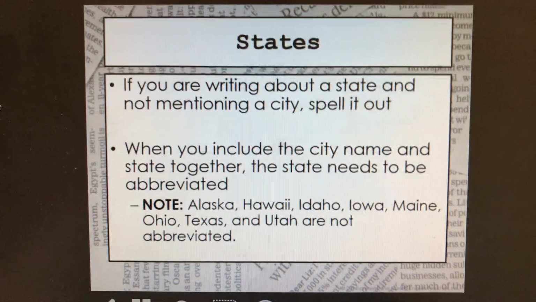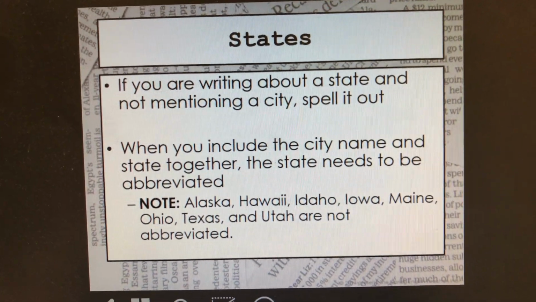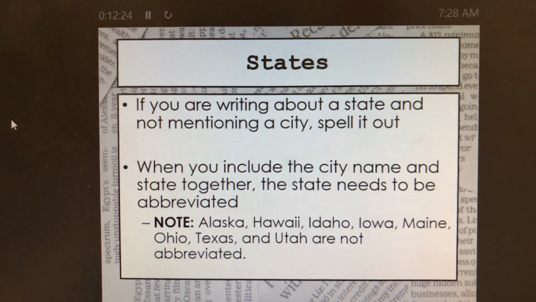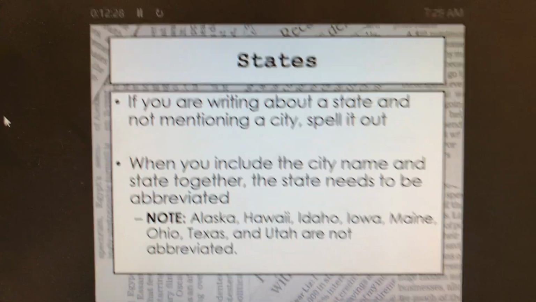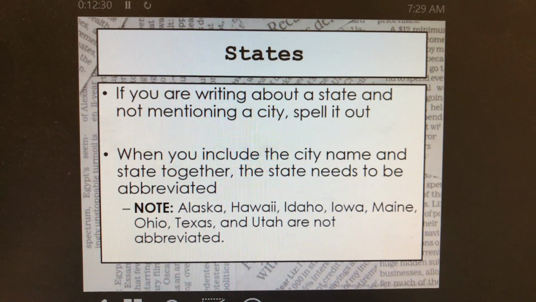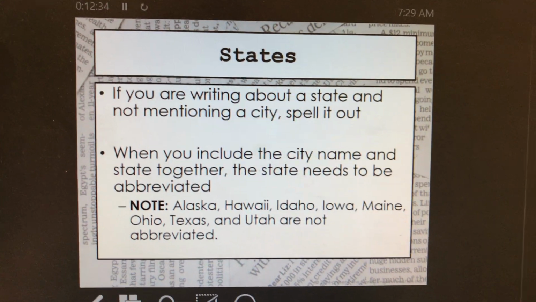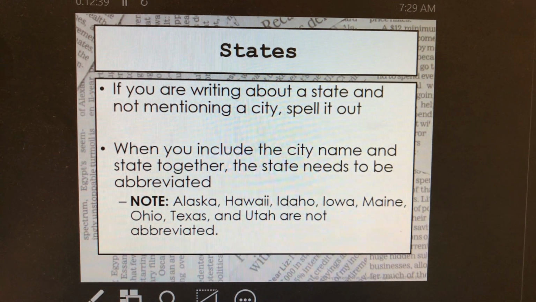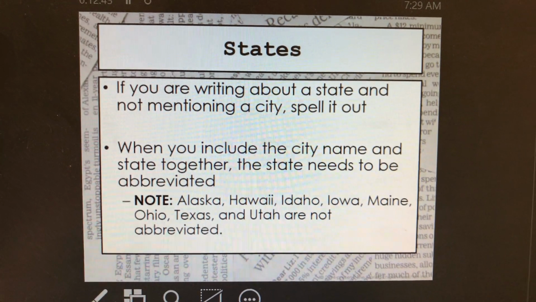Now, when you include the city name and the state together, again, that state needs to be abbreviated, but there are some states that are not abbreviated, and those are Alaska, Hawaii, Idaho, Iowa, Maine, Ohio, Texas, and Utah. Again, when writing mail to a friend, you would abbreviate all of these states, but you do not in journalism, and this is what those state abbreviations look like.